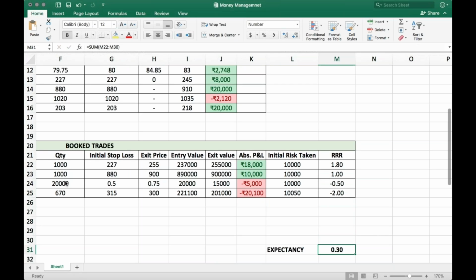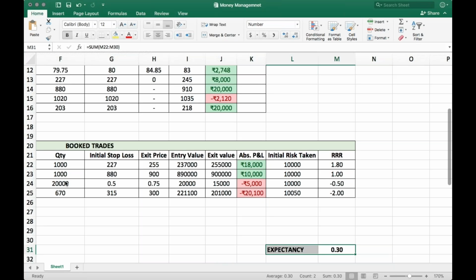It means that if I give you 1 rupee, you can make 30 paisa out of it. If it's 3, if I give you 1 rupee, you can make 3 rupees out of that 1 rupee. If it's -3, tum to gaye. Means you're a negative expectancy model. You're a negative expectancy trader. आपको पैसा देना मतलब पैसा खोना. Understand? This is expectancy. Simple.